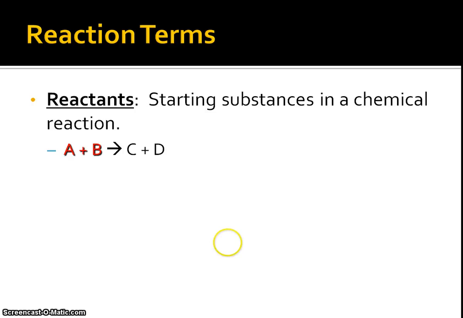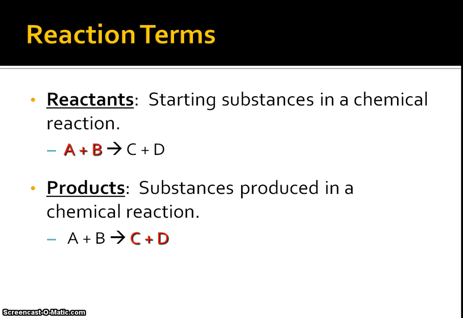Once you mix them together, they turn into products because you produce something. So the substances produced in the reaction are called your products. And notice that for this one, it's everything on the right of the arrow. So your C and your D are the products. Everything on the left are reactants, that's what you start with. Everything on the right are your products. And that's what you end up with.